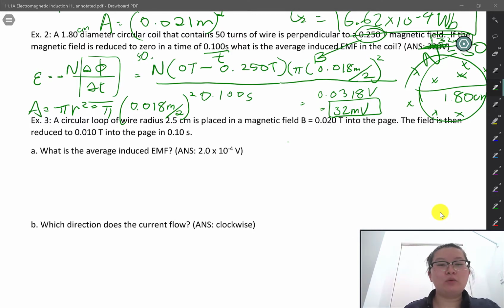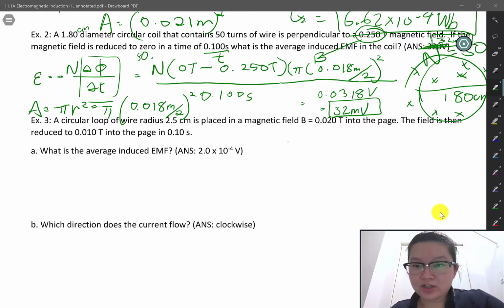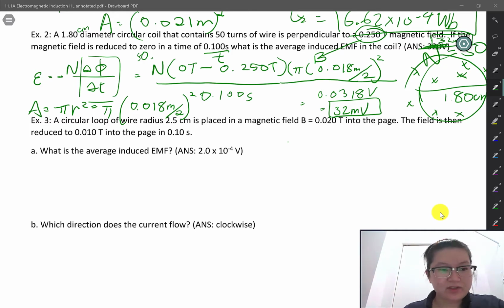In this video, we're going to continue with examples on Faraday's law. And in this question, we're actually asked to predict the direction of the current. So you definitely need to know what Lenz's law is. Of course, for both laws, it's better to fully understand how it works, which this video is not going to cover. Okay, so starting with example 3.